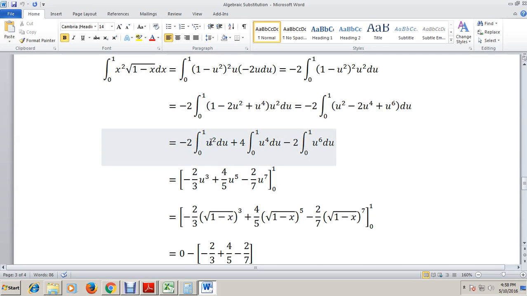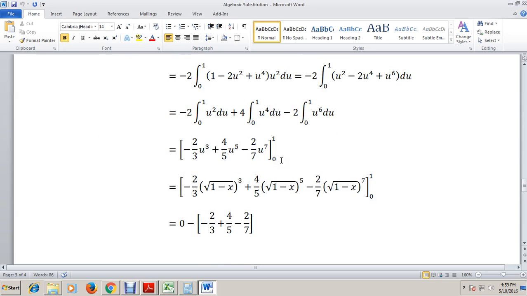Okay, so at this point, we make use of the power formula. So this becomes u raised to 3 over 3 times negative 2. That becomes negative 2/3 u raised to 3. U raised to 4 becomes u raised to 5 over 5. This becomes 4 over 5 u raised to 5. U raised to 7 over 7. This becomes negative 2 over 7 u raised to 7.